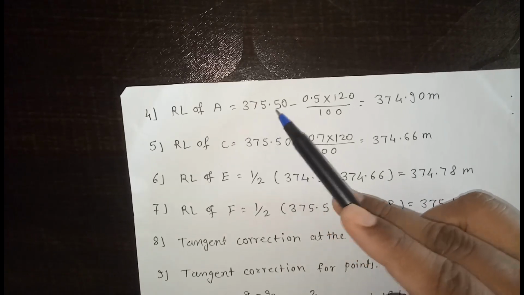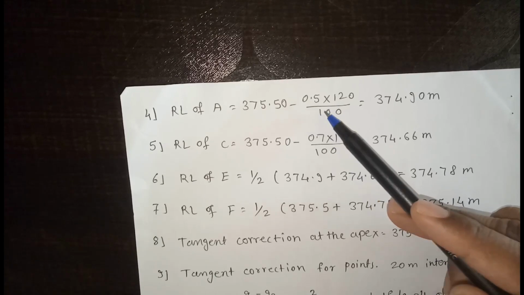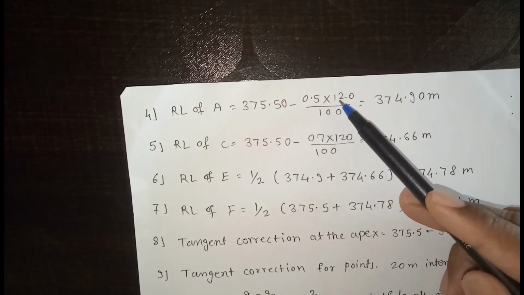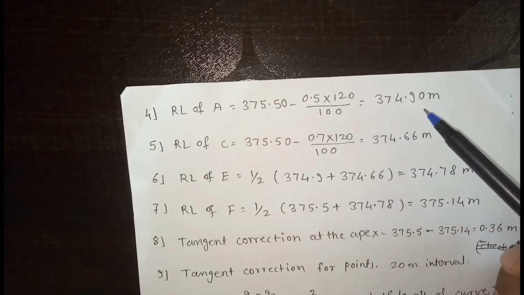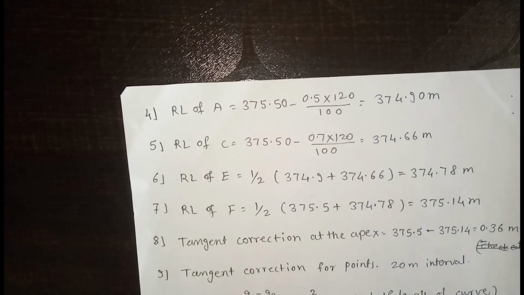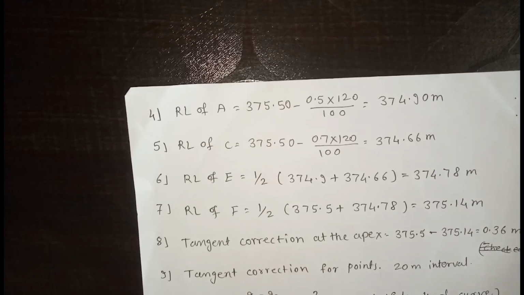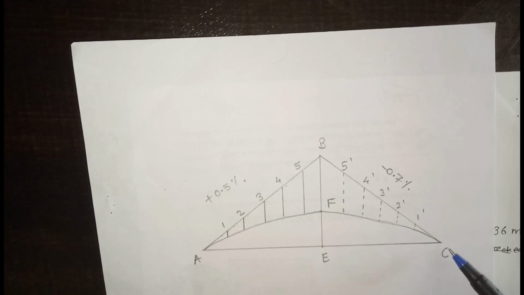So RL of B minus grade is 0.5%, that's why 0.5 divided by 100, and the length of grade is 120 meter, which is equal to 374.90 meter. RL of A is 374.90 meter. Now we have to calculate RL of C.